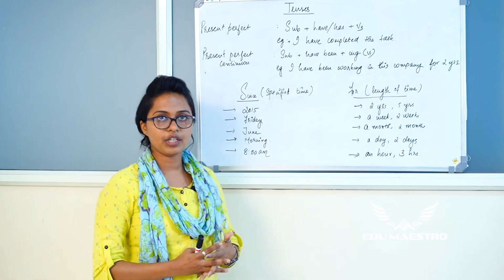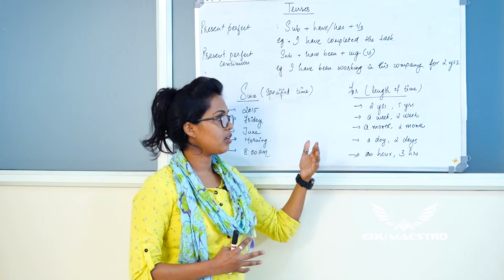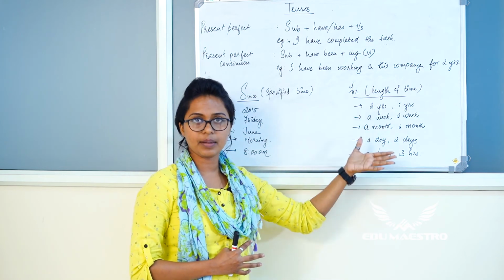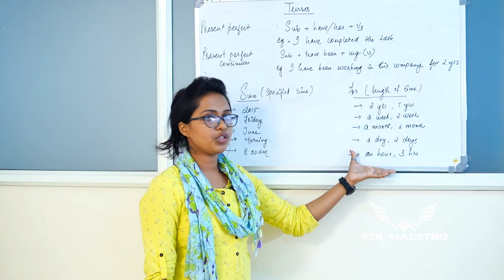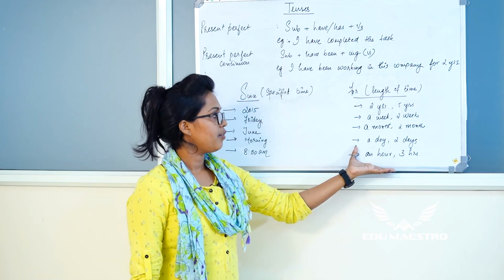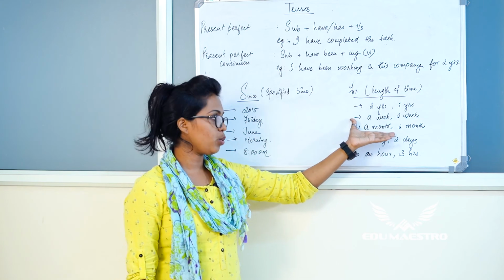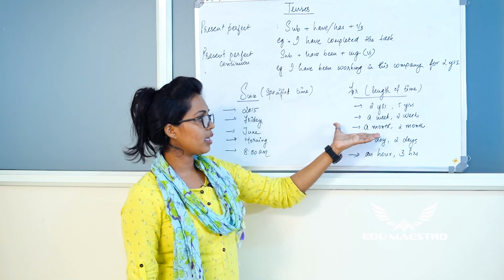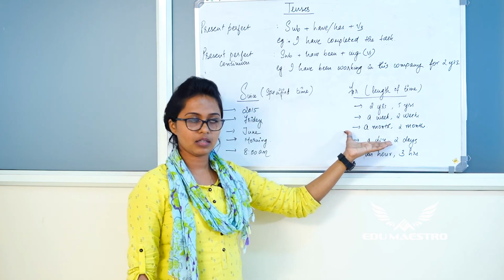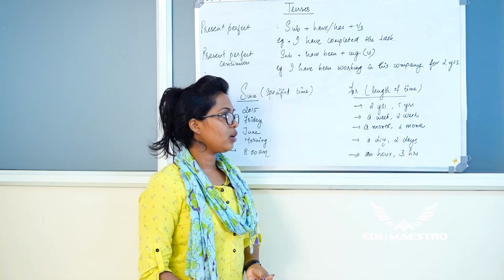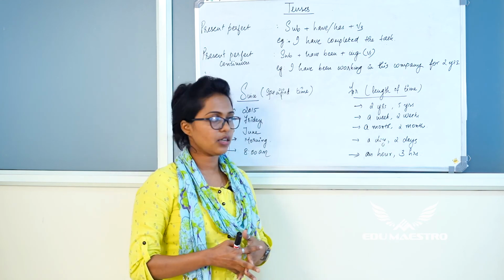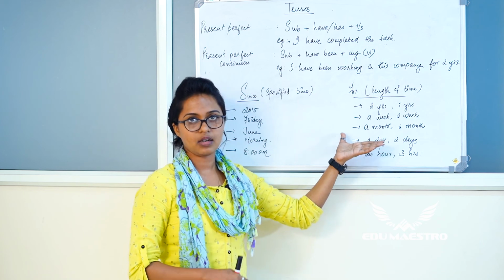Whereas if the length of time is being mentioned, then you are supposed to use for. For example, I have been waiting for him for a week or for 2 weeks. I have been working in this company for a month or for 2 months. We are going to Paris for 3 days or for a day.